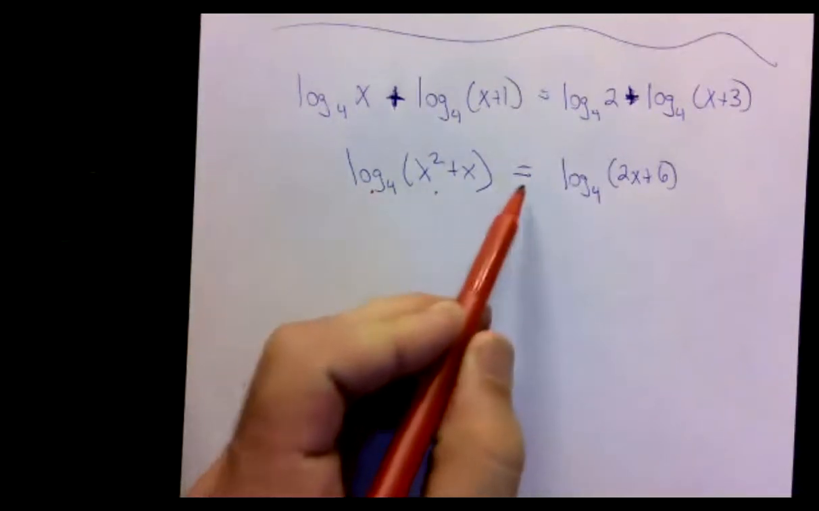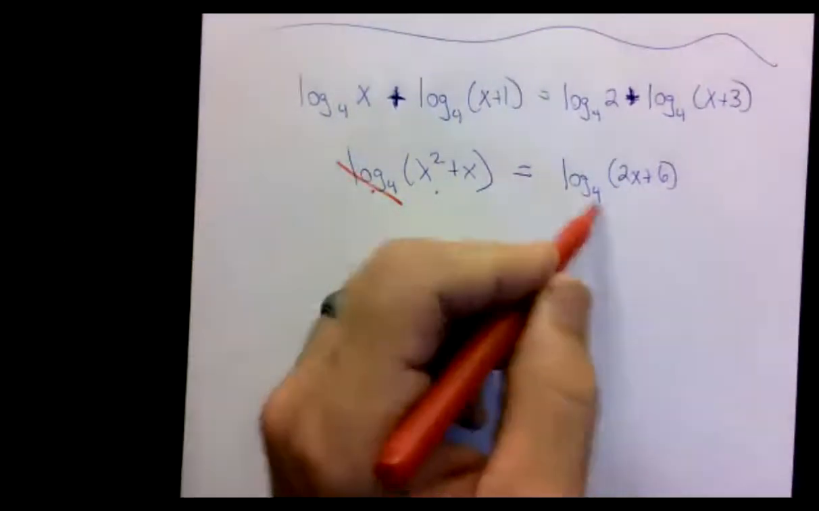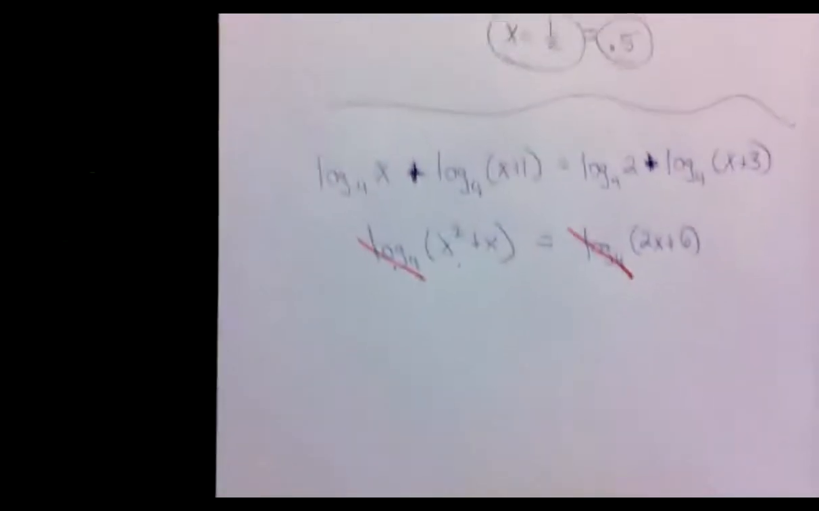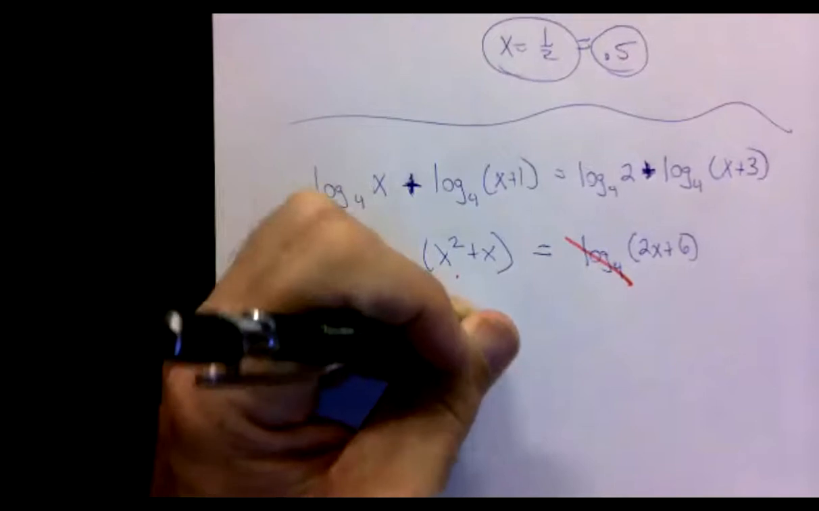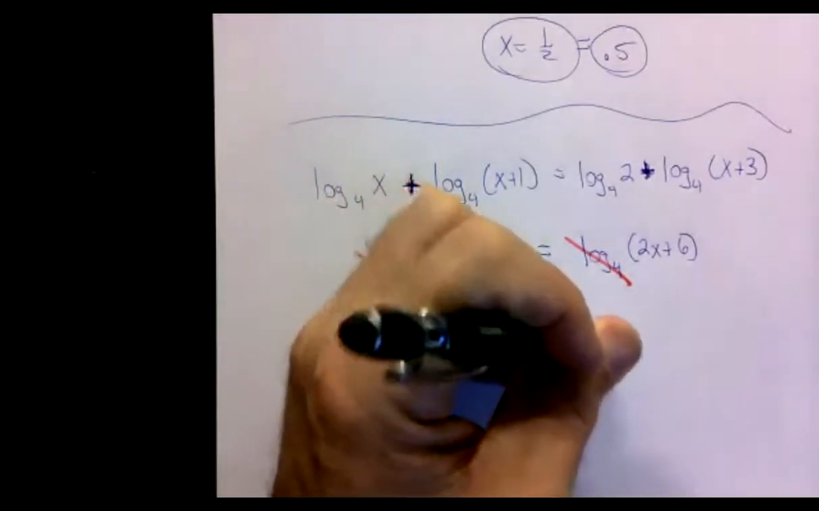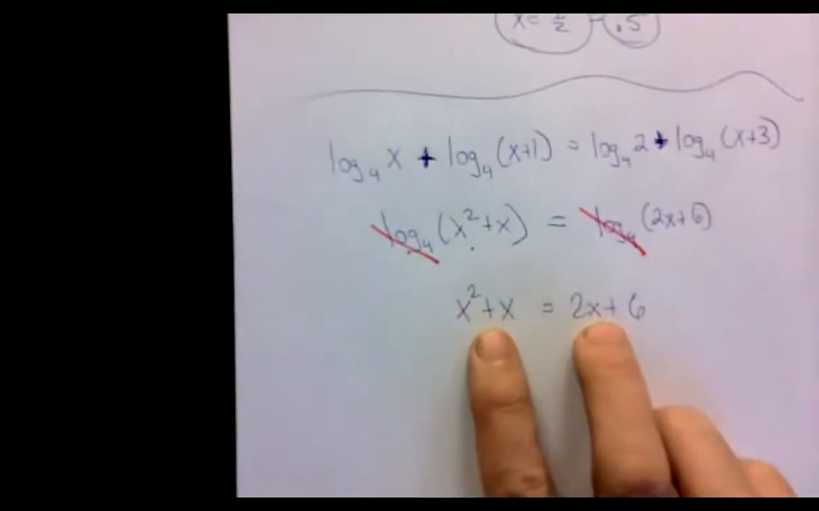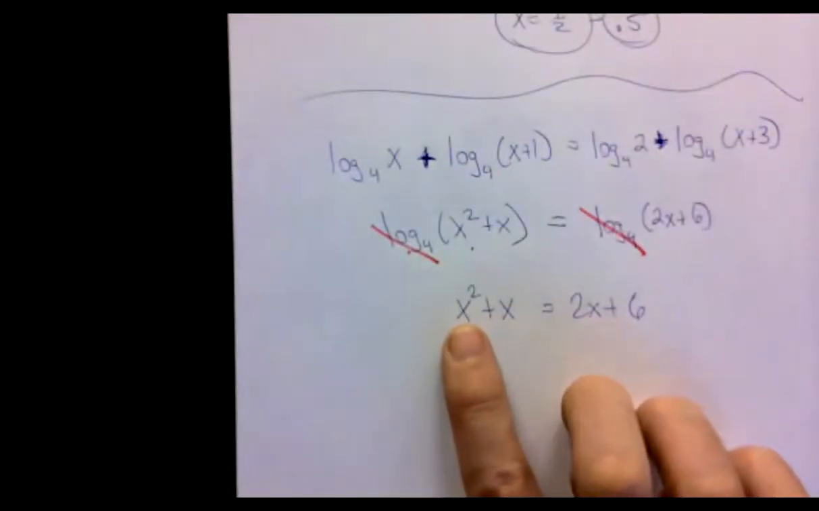Once you have the log of a quantity equals the same log of the quantity, the logs don't matter, and we just set our quantities equal. Now, fortunately or unfortunately, here's the callback. Remember, now we have an x squared. We're dealing with a quadratic.